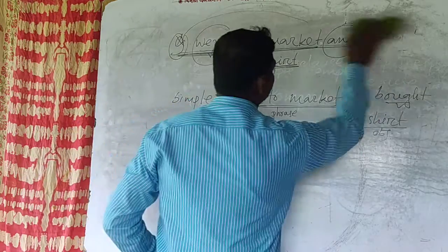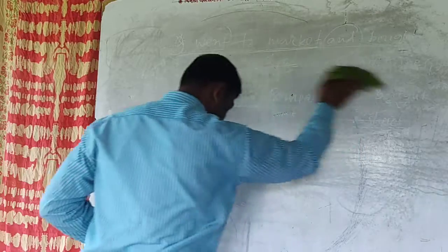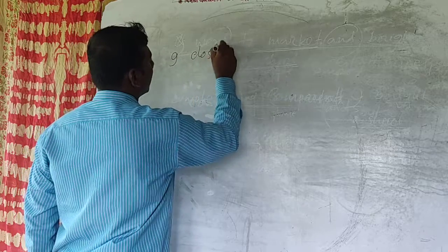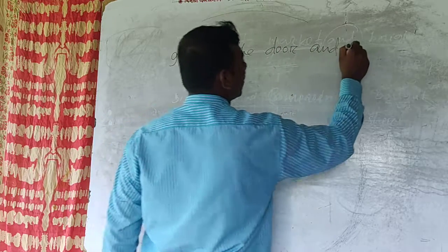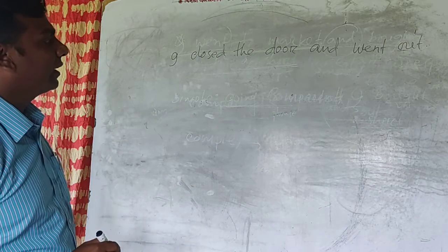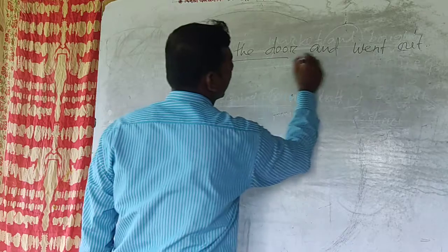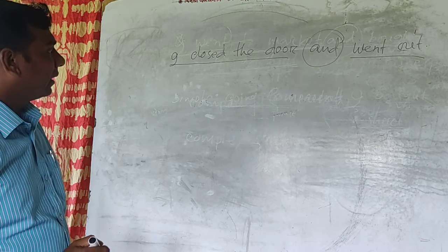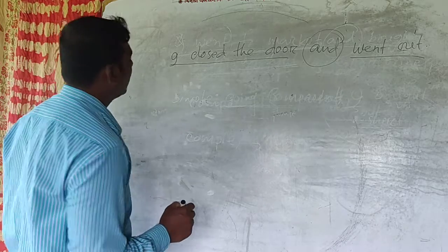Dear students, let's see another example. I closed the door and went out. Here two principal clauses are connected by the coordinating conjunction. So it's called a compound sentence. Now we change compound to simple. We know that a simple sentence has a principal clause.